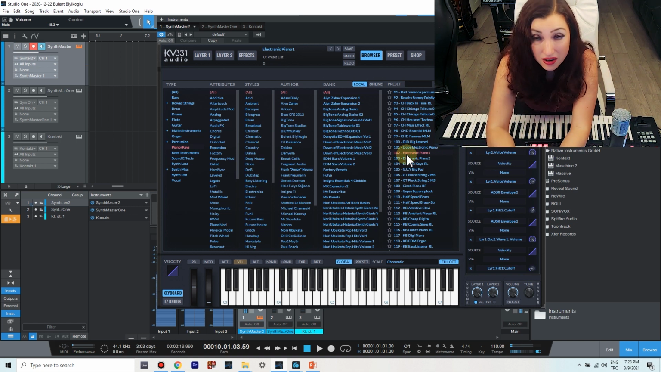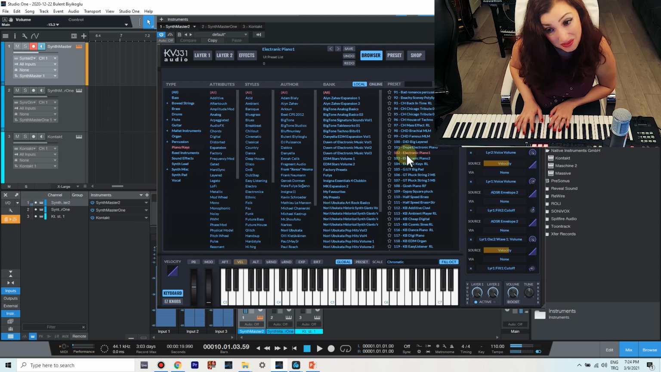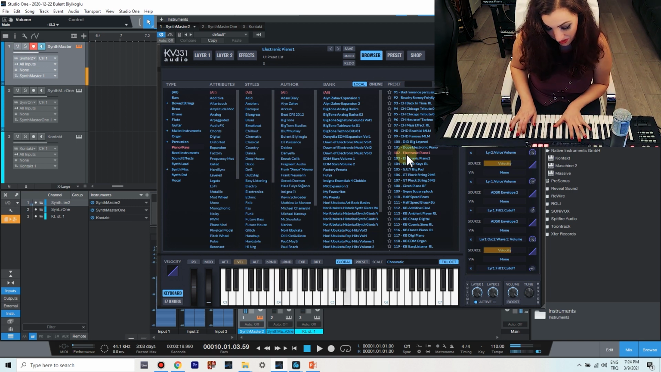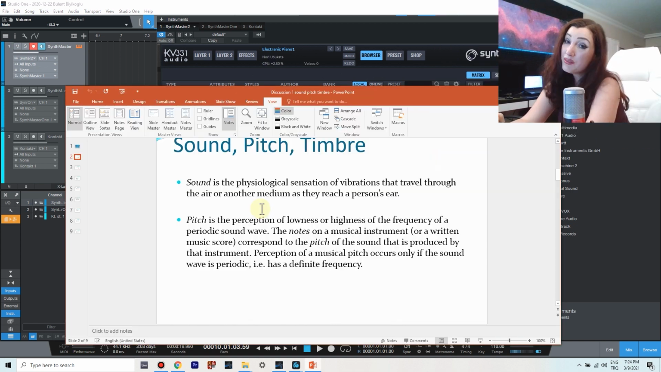As you see, they are not real instruments. They are just facsimiles of, for instance, here, an electric piano. So pitch is basically the frequency value, and timbre is basically the tone color.